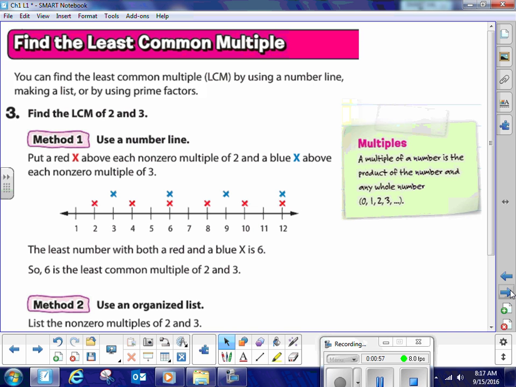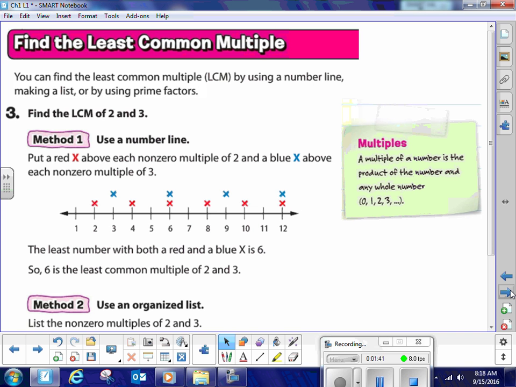You can find the least common multiple by using a number line, making a list, or by using prime factors. I will do an example of all three of those. Method one is using a number line. You put a red X above each non-zero multiple of 2 and a blue X above each non-zero multiple of 3. If you do not have two different colors to work with, use maybe X's and dots, but make sure they are very clearly an X and a dot.